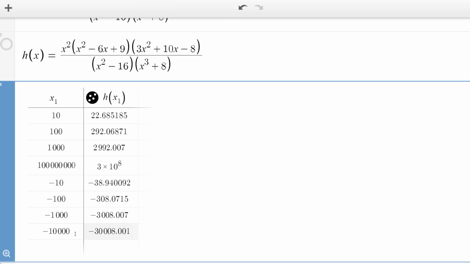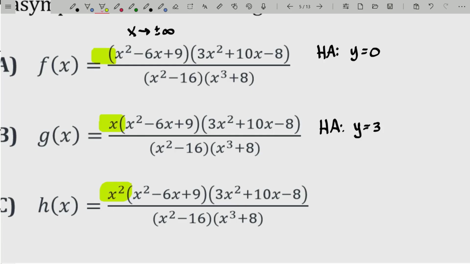Since the y values are not approaching something finite in either direction, there's not a horizontal asymptote for h of x. So I'm going to say horizontal asymptote, whoops, except I don't want the highlighter to say that. I want to use pen here. So the horizontal asymptote, I'm going to write none.